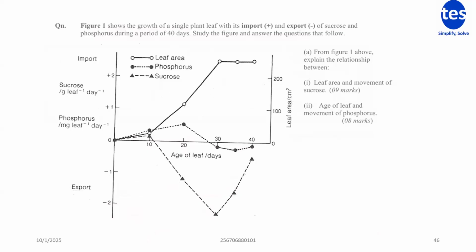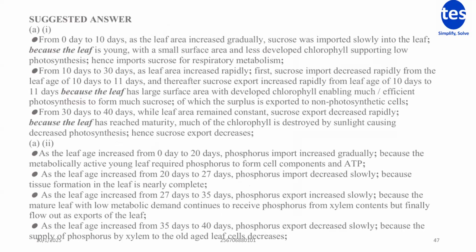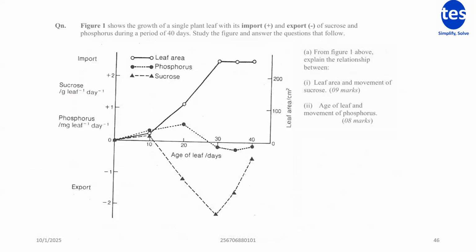Figure 1 shows the growth of a single plant leaf with its import and export of sucrose and phosphorus during a period of 40 days. So this one has a positive and a negative. How do we answer such graphs? That's the way we do it. We say that you just keep the trend uniform. If it is a decrease, it is a decrease. If it is an increase, it is an increase.